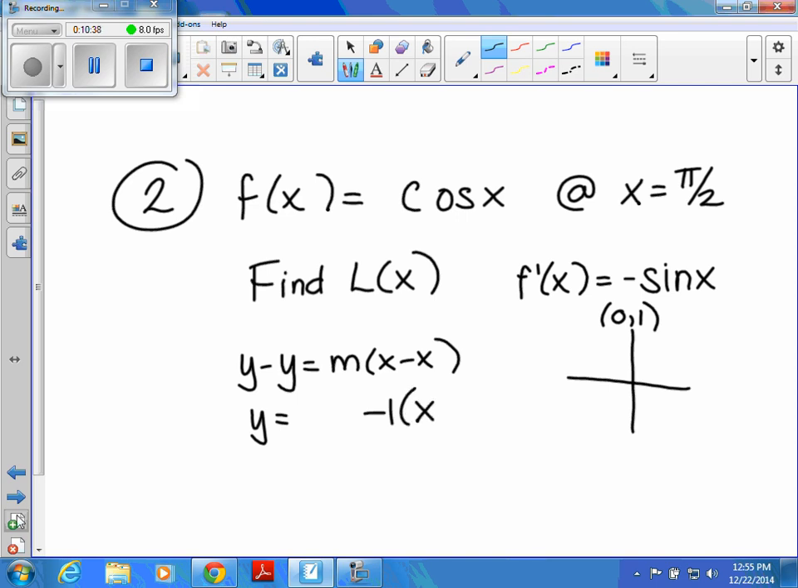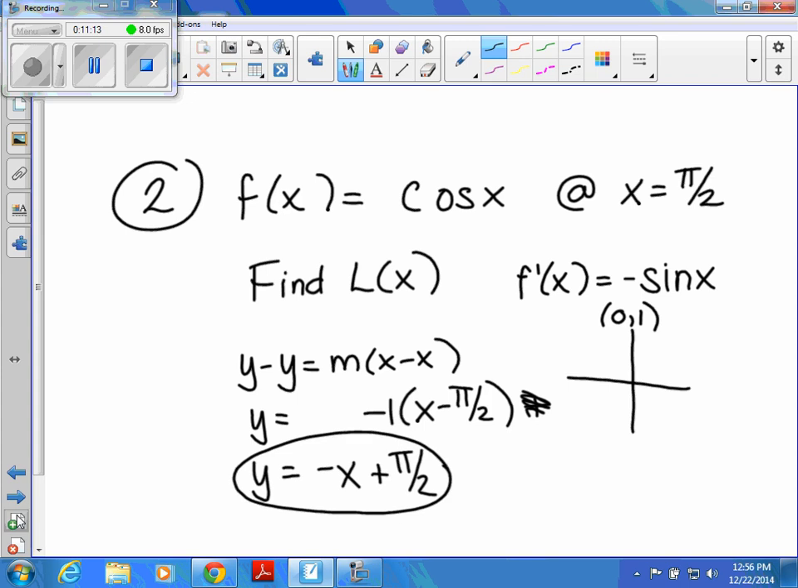Parentheses, x minus pi over 2. You see how we got that? And then, oh, I should have put this in here, but that's okay. Plus the y, right? And how do you get your y? By plugging what in? Cosine of pi over 2. What is the cosine of pi over 2? 0, so I don't even need that part, do I? So doesn't y really equal a negative x plus pi over 2? What is this called? Linearization.